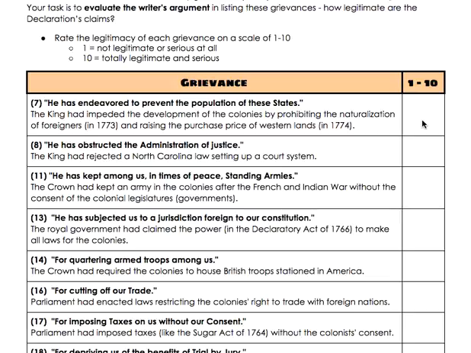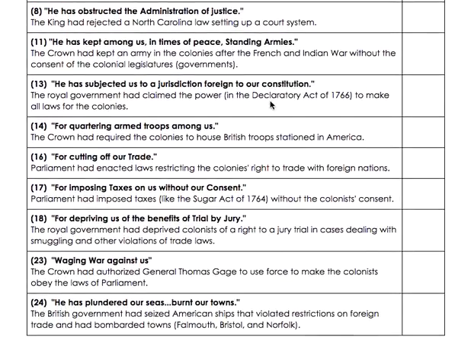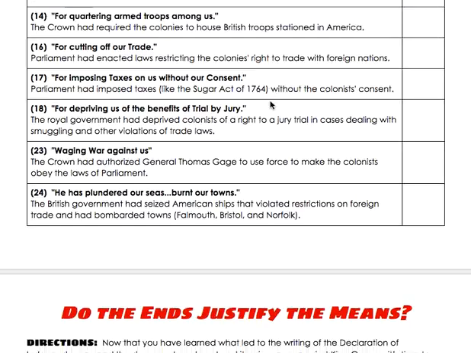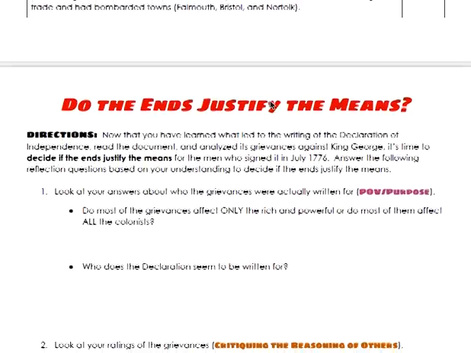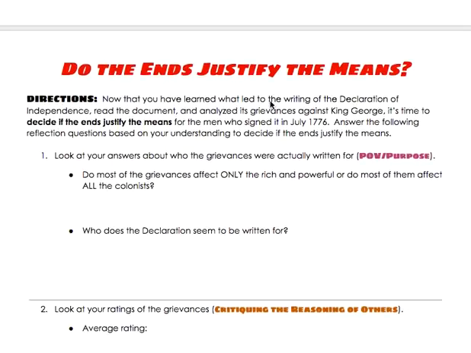If it's a really big deal, the colonists absolutely had every right to be upset about it, then you might write an 8 or a 9 or a 10, something like that. Again, you're not putting these in order of importance. There are 10 statements here. You're rating each one individually on a scale of 1 to 10. That will help you identify how legitimate the frustrations of the Declaration of Independence really are.